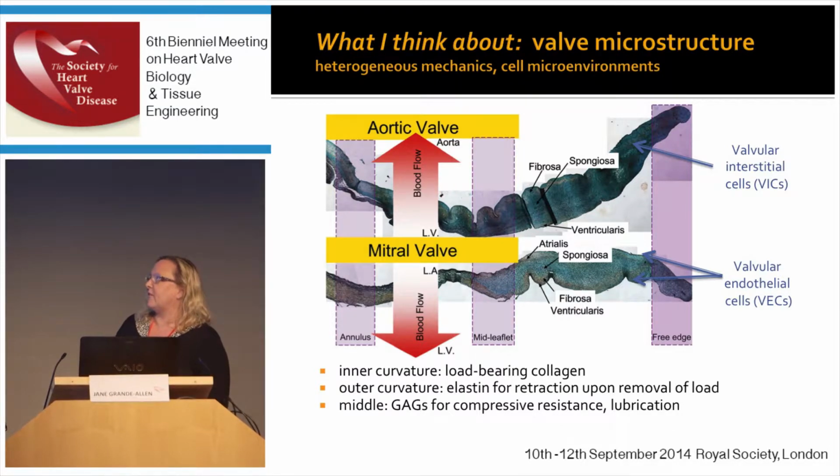So the things that I think about in terms of what is important to consider, and really the driving factor, is the valve microstructure. Due to the layered microstructure that you are all familiar with, whether it's the aortic valve or the mitral valve, having layers of collagen on the inner curvature layer and elastin on the outer curvature layer and glycosaminoglycans in between, these give rise to the heterogeneous mechanical behavior of the valve, and also provide the valve cells with heterogeneous microenvironments, whether it's the valvular interstitial cells or the valvular endothelial cells.